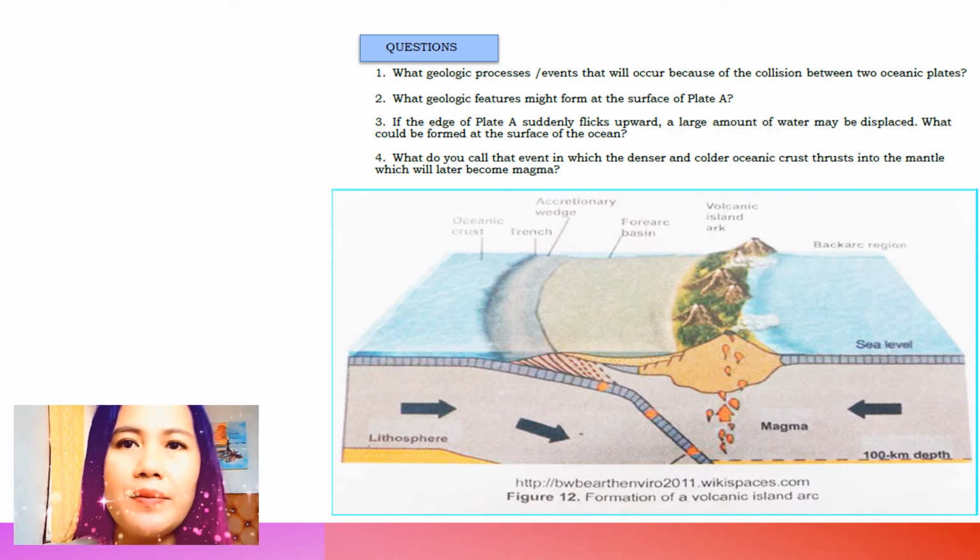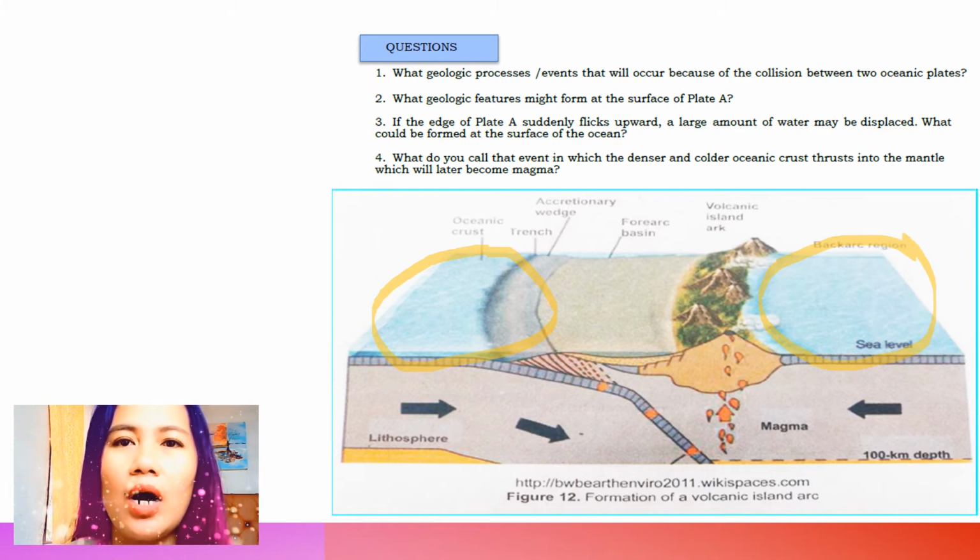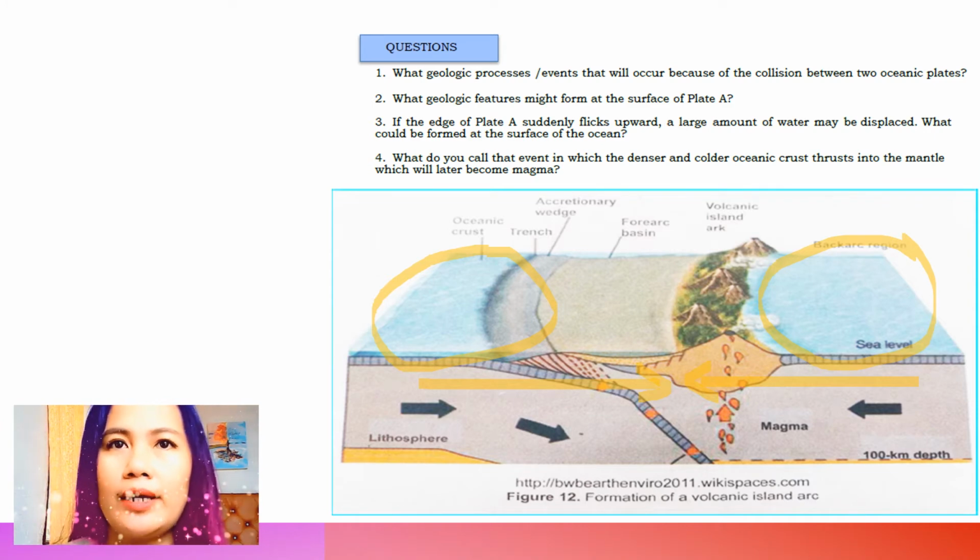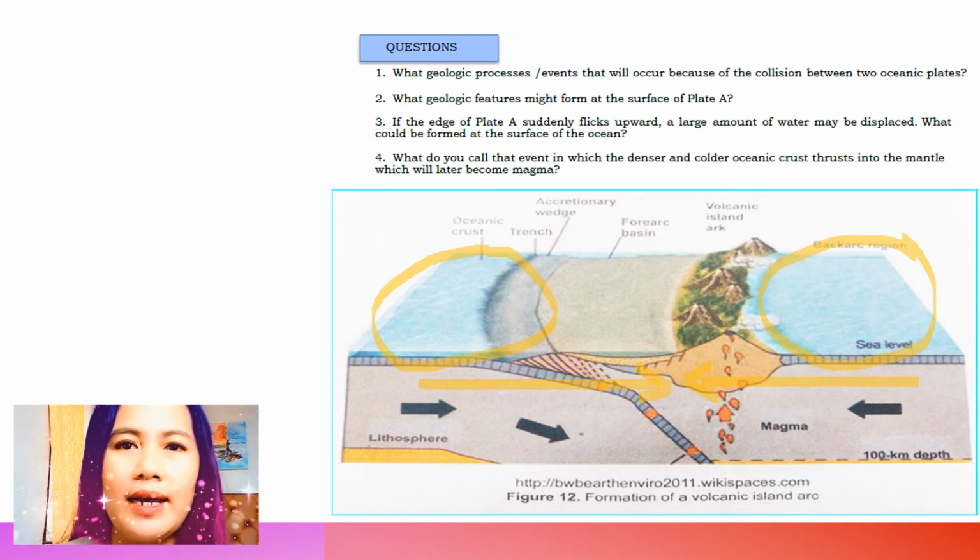So there is a picture there of one oceanic plate, kani siya dere, and another oceanic plate, and both are moving towards each other. They are colliding with each other. Questions. There are 4 questions. What geologic processes or event that occurs because of the collision of the two oceanic plates? Of course, earthquake. What geologic feature might form at the surface of plate A?